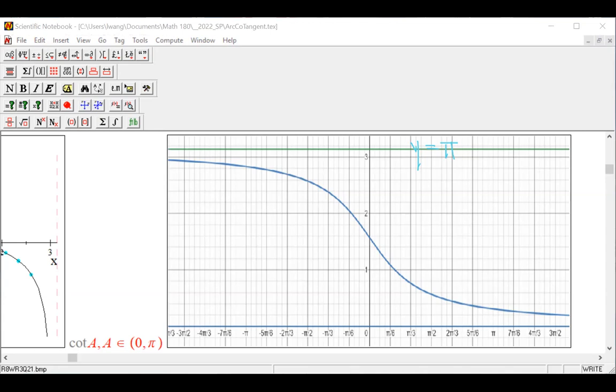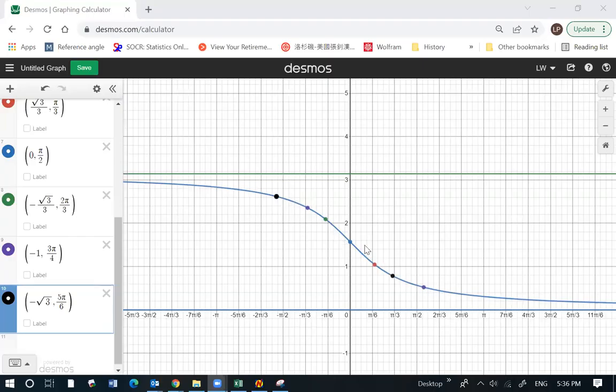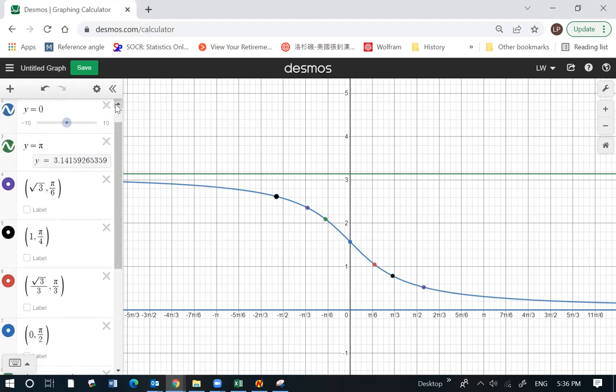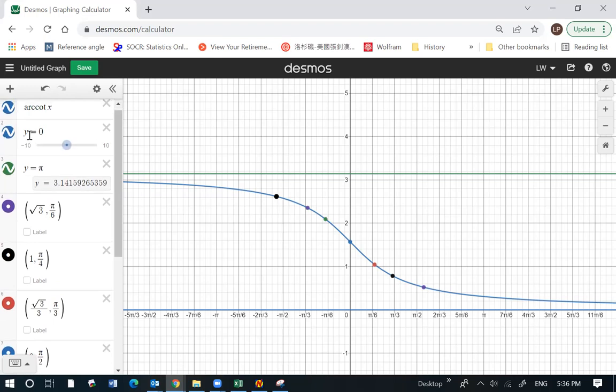This is Desmos. See, these are the points we have done. Here you can see y equals 0, that's the horizontal asymptote for arc cotangent. y equals pi is the green one. Root 3, pi over 6, that's a purple point, which is this one. I'm going to click on the label, and you're going to see it right there.